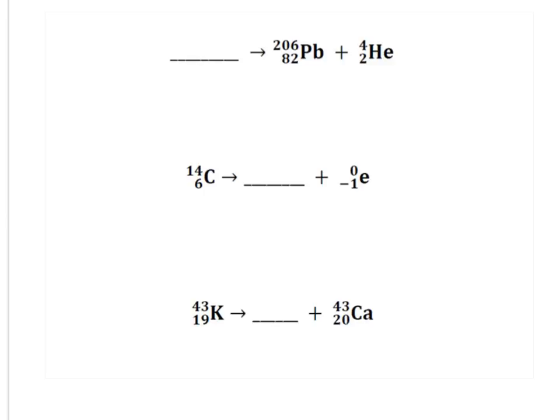Okay, so 206, find your arrow, 206 plus 4 is 210. 82 plus 2 is 84, I feel like we just did this one. And 84 is polonium. Okay. 14 still has to equal 6, so this is 7, and that's nitrogen. 7 minus 1 is 6. Calcium, so this is 0, and 20 minus 1 equals 19, so this is an electron.